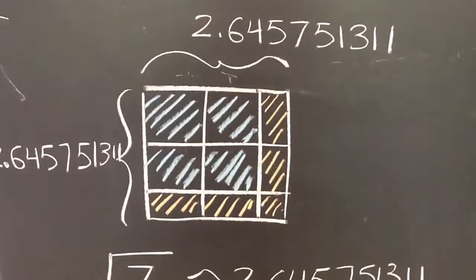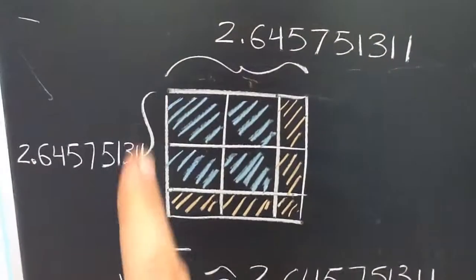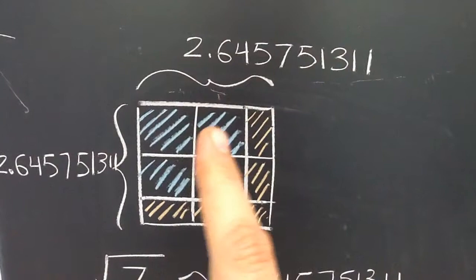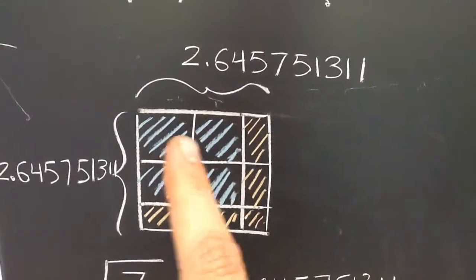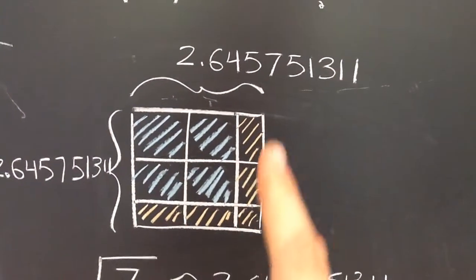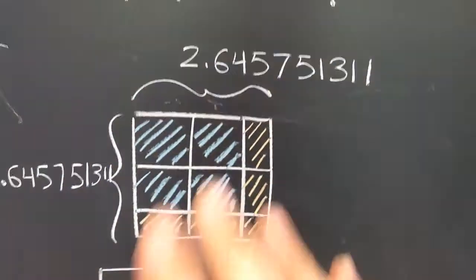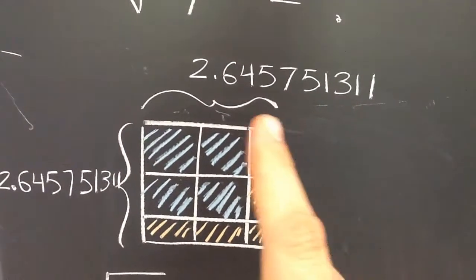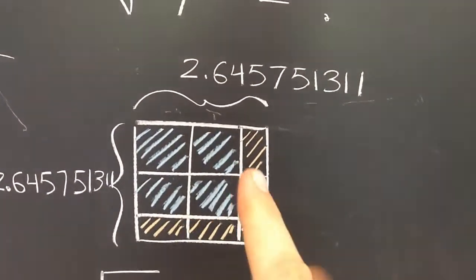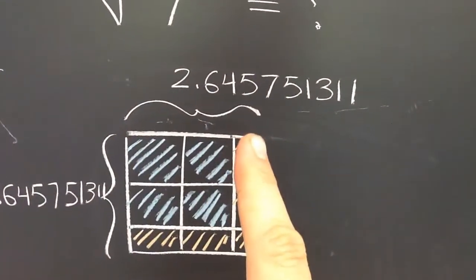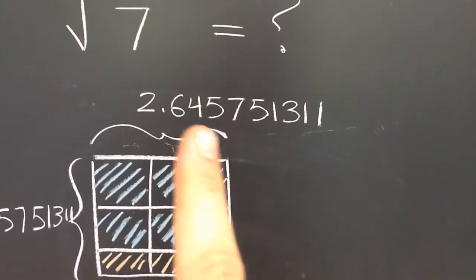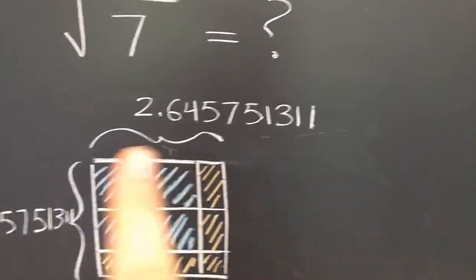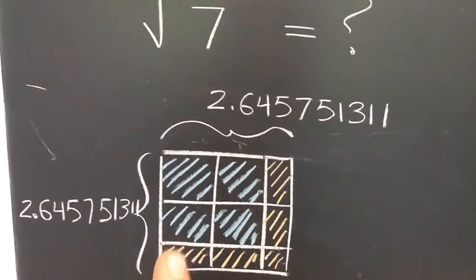Now, if I drew a larger square, I can't get 7 perfect unit squares, but I can draw it in such a way that if I added up all of these, put these together, I would get 7 full unit squares. And so it turns out that to have a large square with an area of 7 means that the side length is going to be approximately 2.64575131. That's the length of each side of this square.